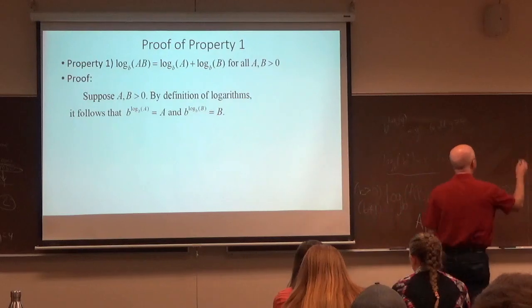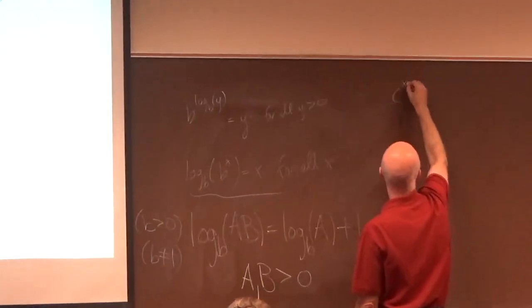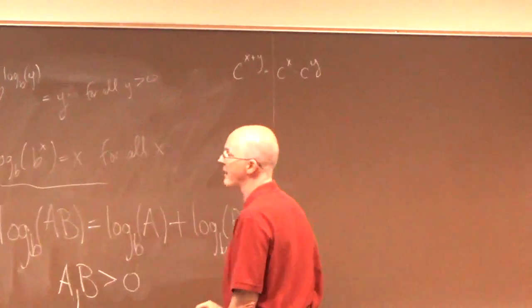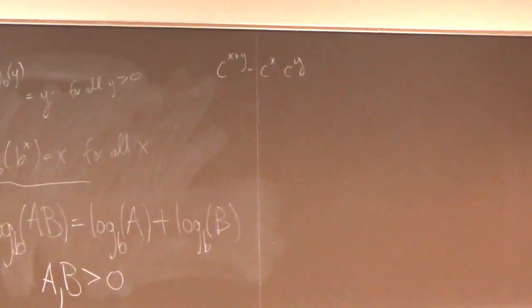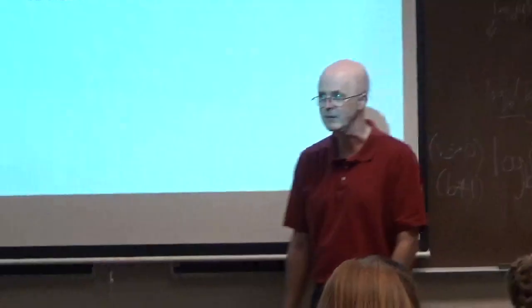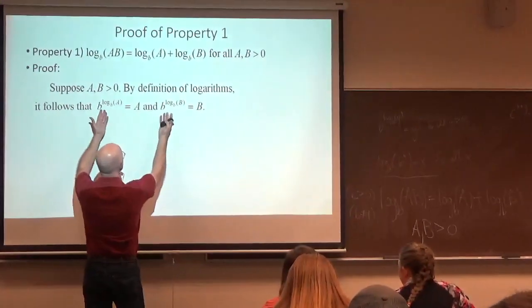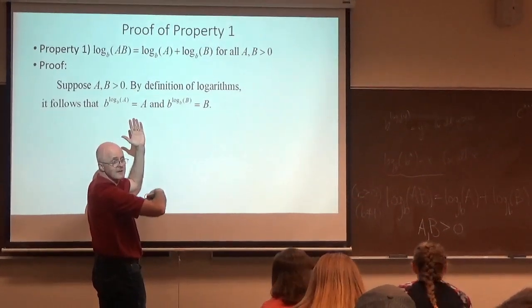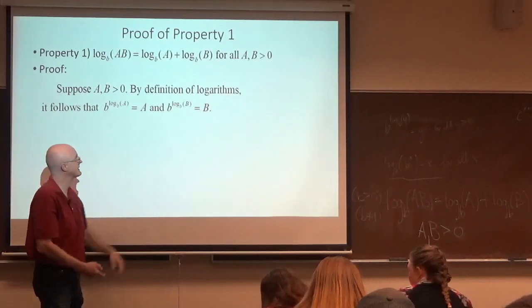For example, let me use different letters. C to the x plus y is c to the x times c to the y. That's an example of one property of exponents that might be relevant. In fact, that is the relevant one. How could we use that? Well, we've got b raised to some exponents. I guess the b is kind of like the c. So again, maybe on some scratch paper, try using that property with these two quantities. What happens?